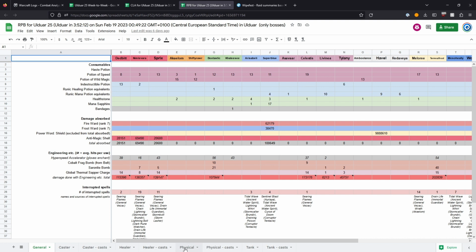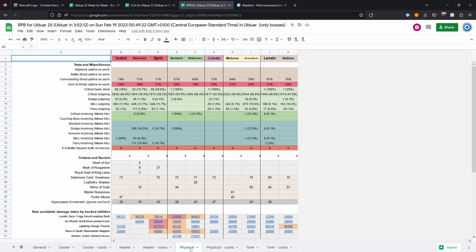For an individual, you want to go into your tab. So casters go into caster, healers into healer, hunters and melee go into physical. And everyone's designated as one or two of these roles, depending on what you're doing. And this gives you a little bit more data.